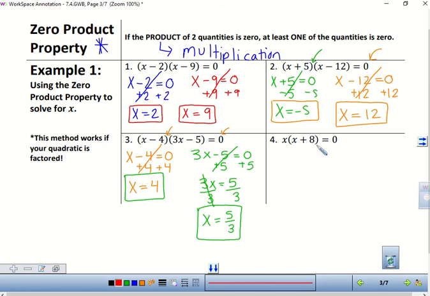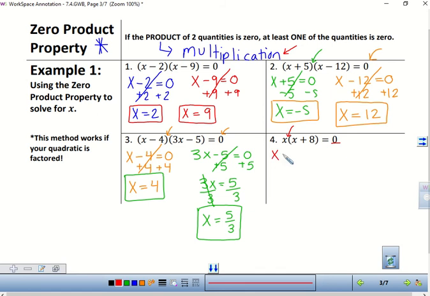So now, this one seems to throw people off, so I just want to make sure we really understand what's happening here. What operation exists between the x and the parentheses here? When there's no symbol, what operation is it? Multiplication. So, when it's multiplication, and the end result is equal to 0, we can set each of those two products, the two pieces we multiplied, equal to 0.